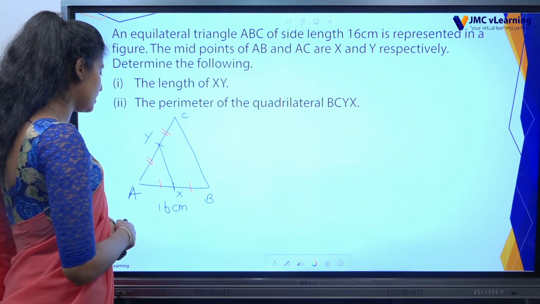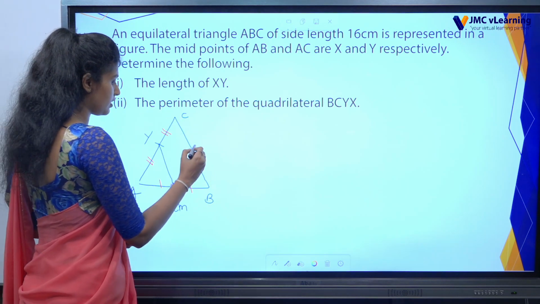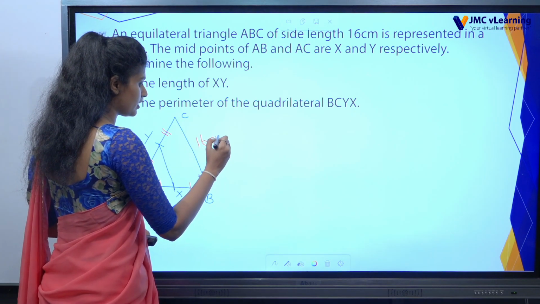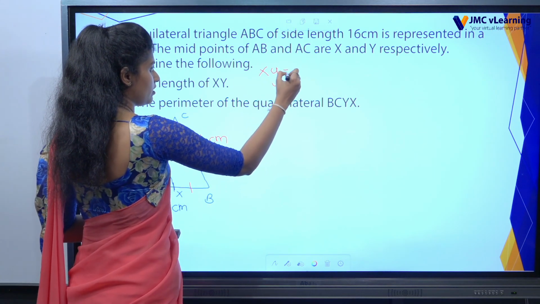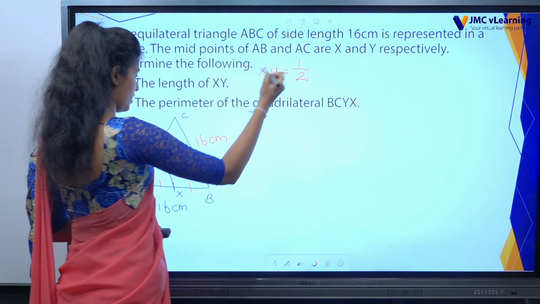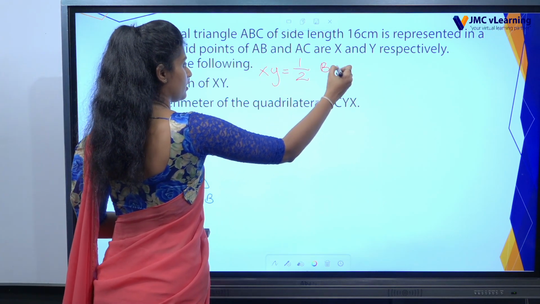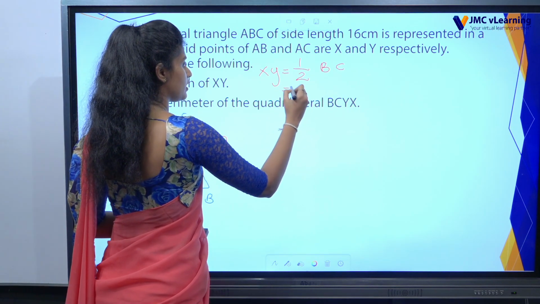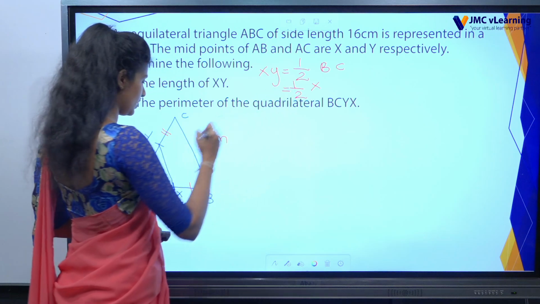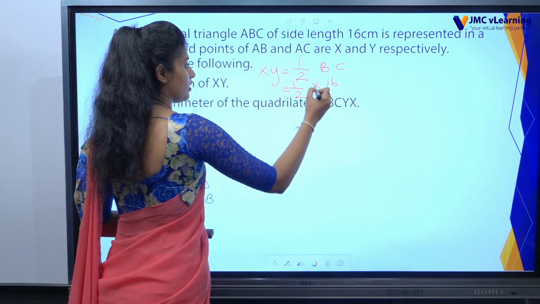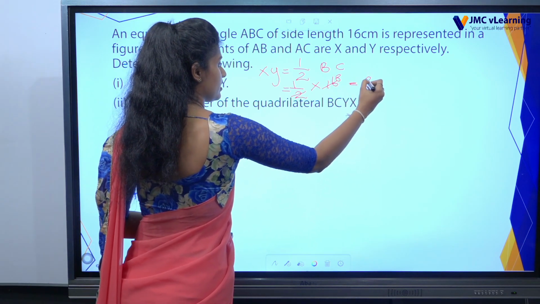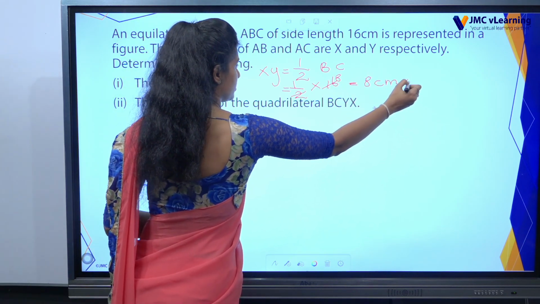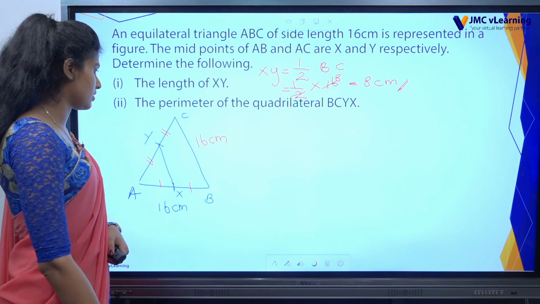Earlier we learned the theorem, and BC is also 16 centimeter. Then XY means half of BC length. Half of BC length means half of 16. Then what is the length of XY? It is 8 centimeter. This is the answer.